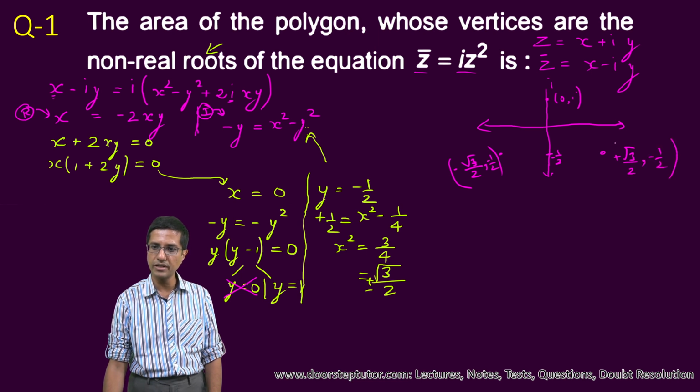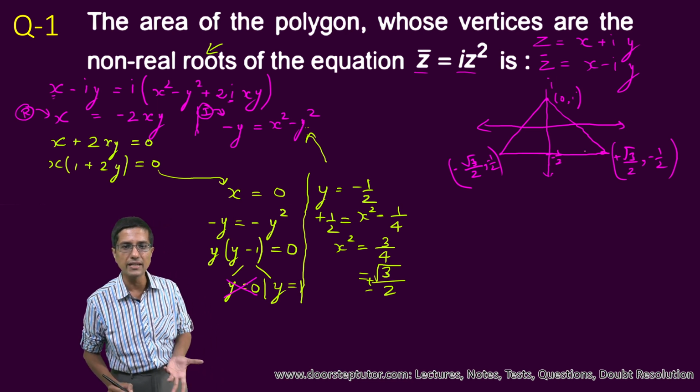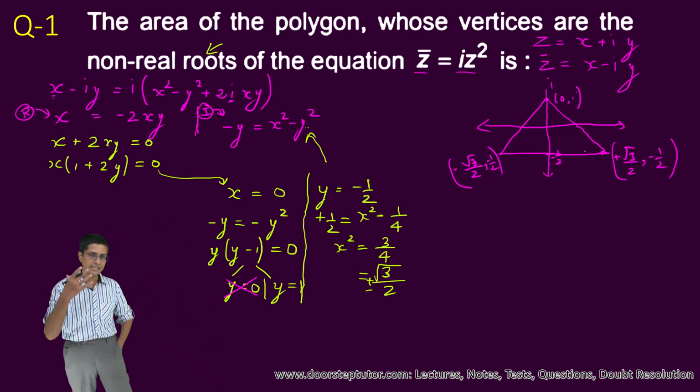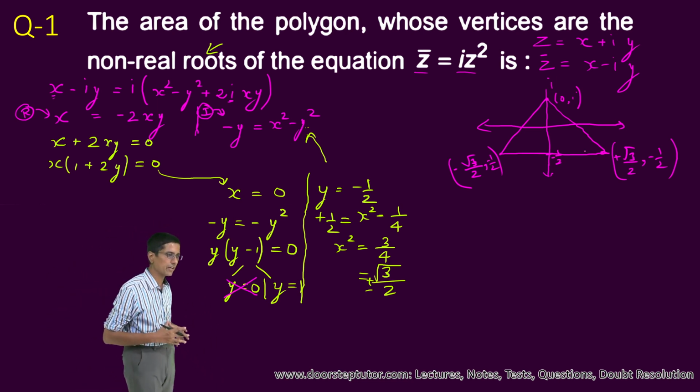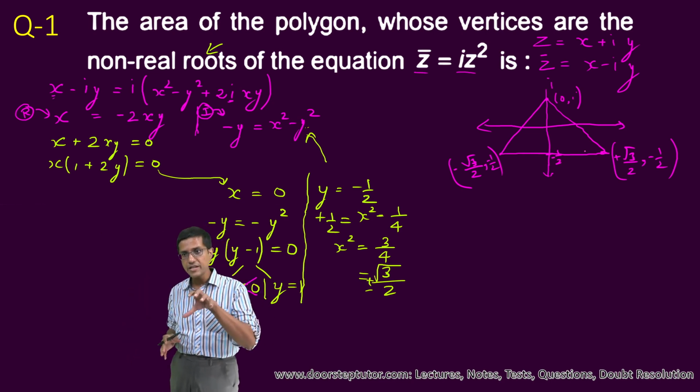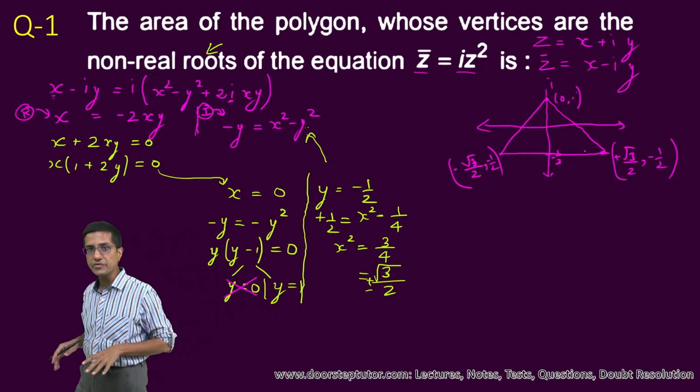So these are the 3 points. I have just plotted them very nicely. And this forms a triangle. So now all we have to do is find the area of this triangle, which of course we will find shortly. But at this point it is very important that you plot these points, form this triangle and get the area.